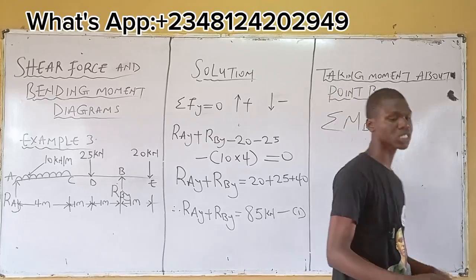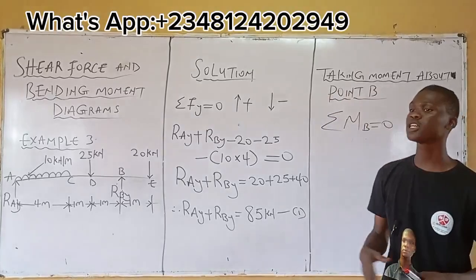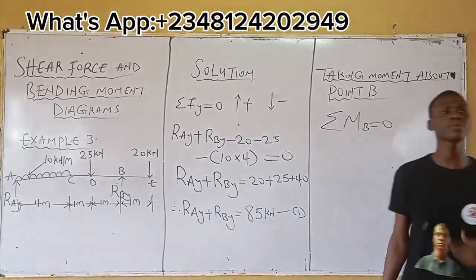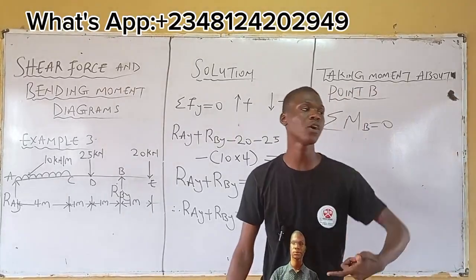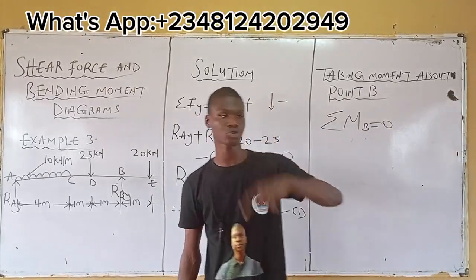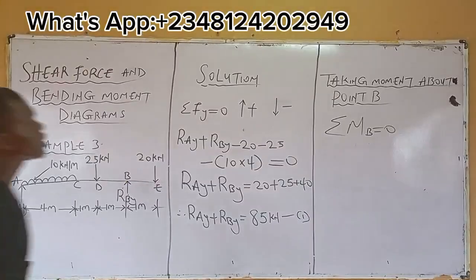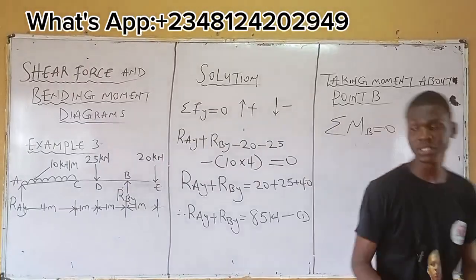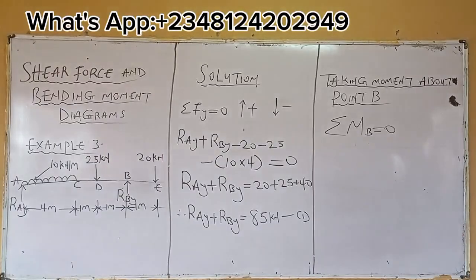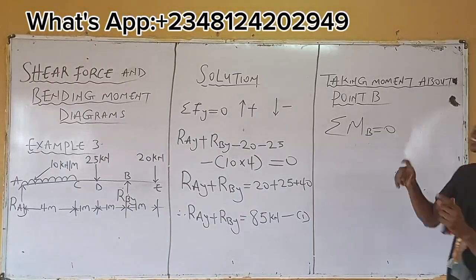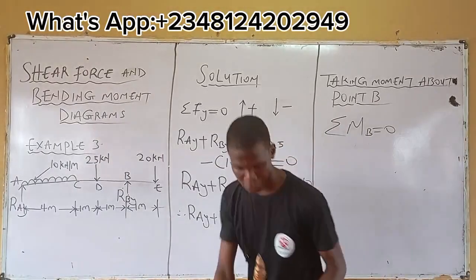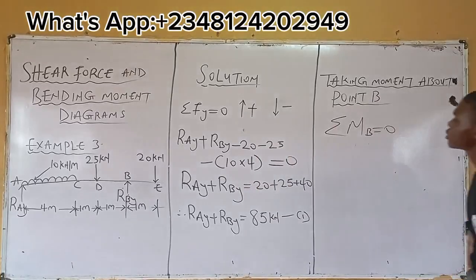By definition, what is moment? Moment simply means the product of the force times the perpendicular distance to the turning point. I said, what does moment mean? Moment simply means the product of force times the perpendicular distance. Now, from here, I'm taking my moment about point B, right?